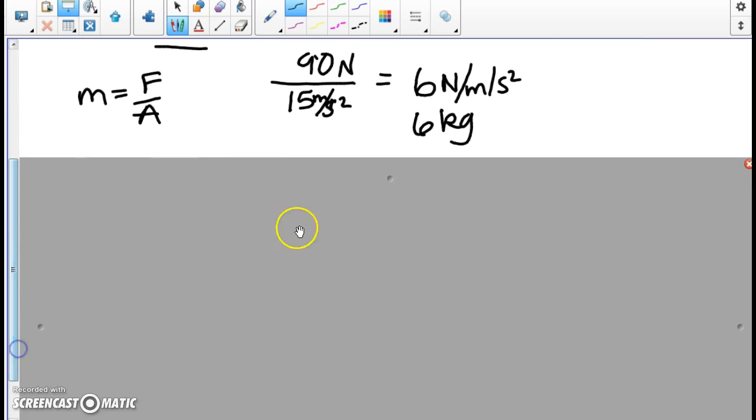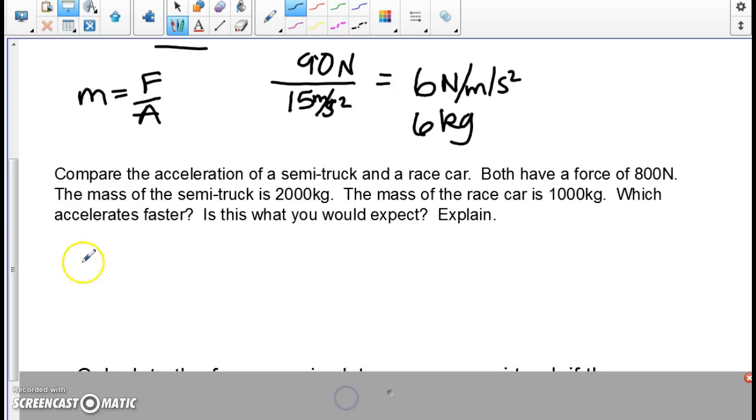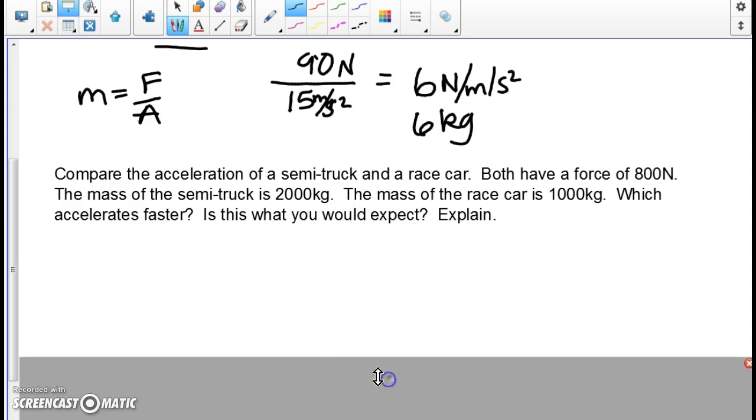All right, let's move on to our next problem. The next one is a little bit more detailed. It says compare the acceleration of a semi-truck and a race car. Okay, so these probably don't accelerate at the same rate. We probably know this. If we wanted to buy a car that's going to accelerate the quickest, think about which one you might want to choose. Both have a force of 800 newtons. The mass of the semi-truck is 2,000 kilograms, and the mass of the race car is 1,000.